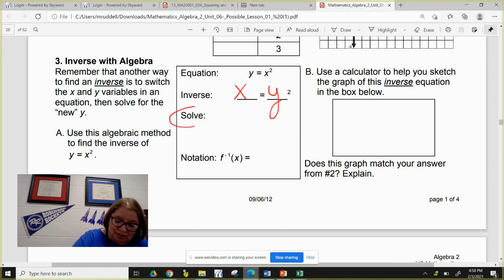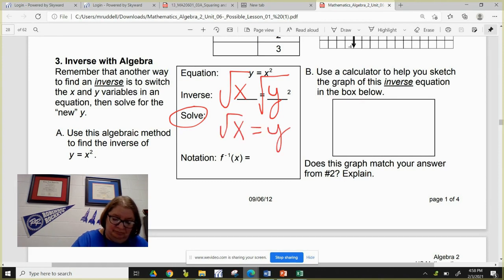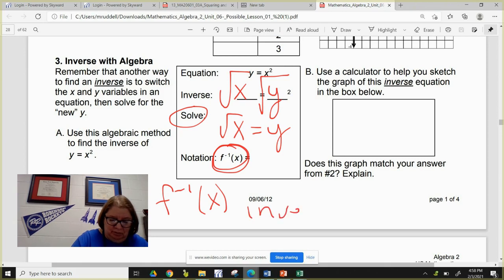Now, the second step is to solve. You can't forget that second step. How do we get that y by itself? We're going to take the square root. Remember this little symbol? This guy means inverse, okay? Means inverse. So the inverse is square root of x.